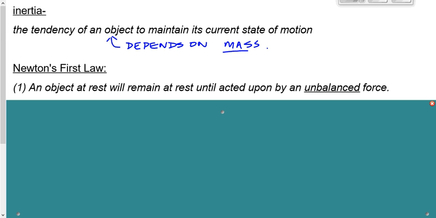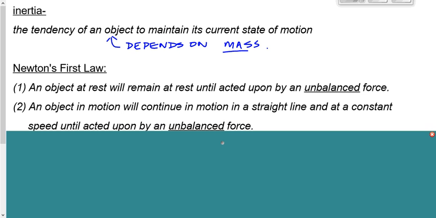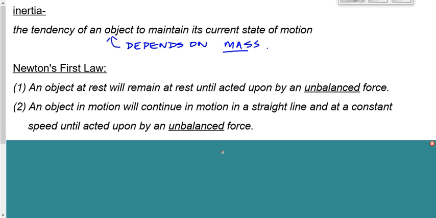What's the second part of that first law? An object, well, what's the opposite of an object at rest? An object in motion. What's an object in motion want to do? Wants to continue in motion in a straight line at the same speed until acted upon by a force, by an unbalanced force. An object in motion will continue in motion in a straight line until acted upon by an unbalanced force.